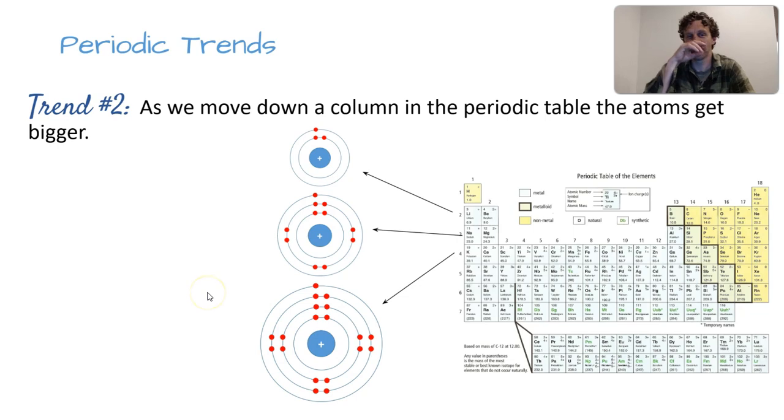Trend number 2. As we move down a column in the periodic table, the atoms get bigger. What? Look at that. Small, medium, large. And that's not even down to francium yet. Okay, so they are getting larger. We are adding shells. Okay, so go down the column, they get bigger. That's pretty easy to remember, I think.